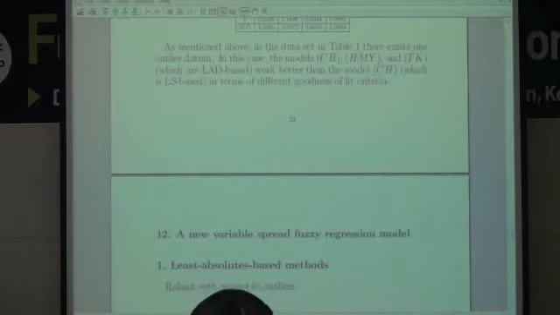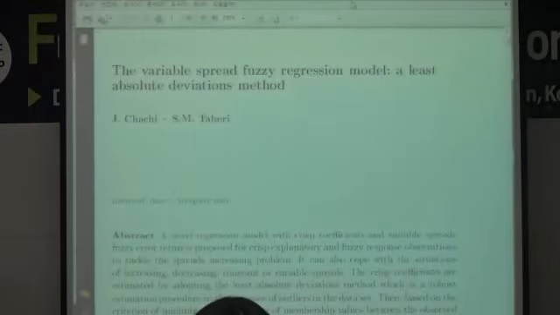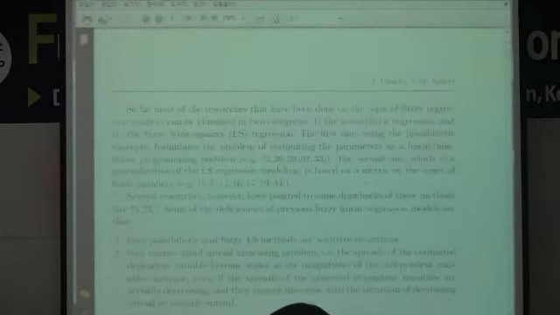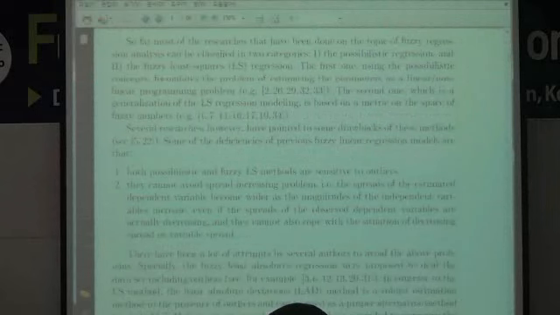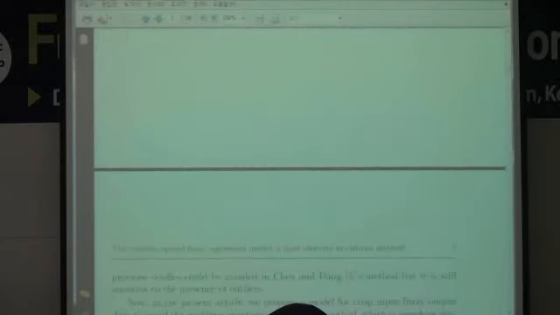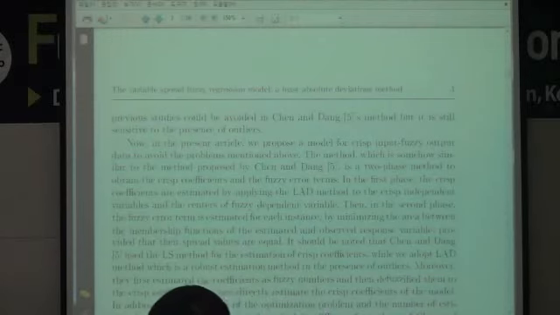Another alternative method is for removing the variable spread problem. We have also introduced a variable spread method. This method was essentially introduced by two authors, and we develop it based on the least absolute error.